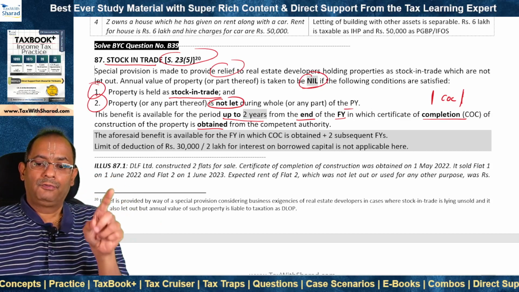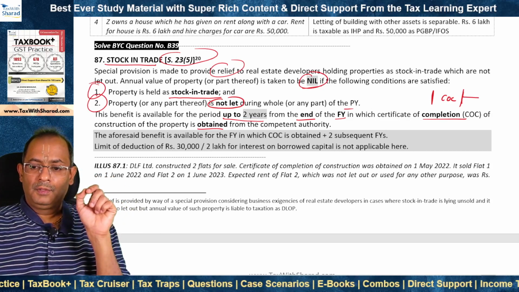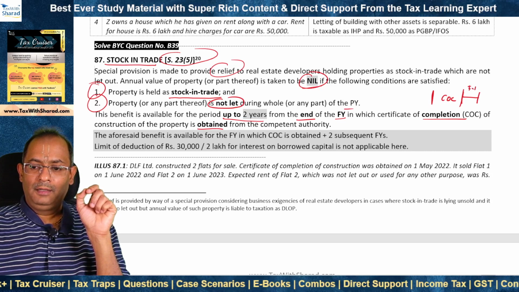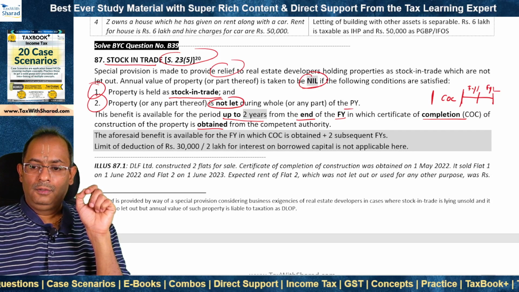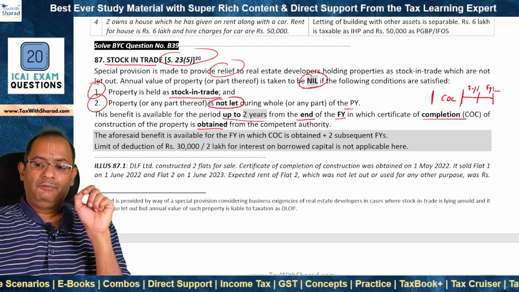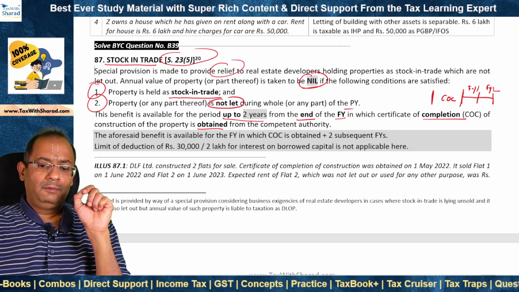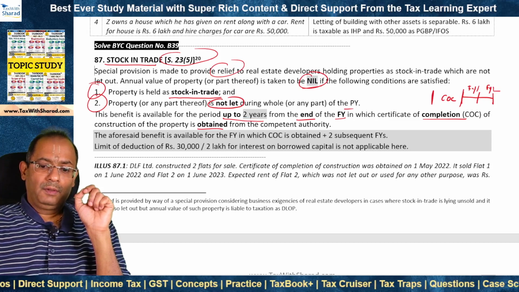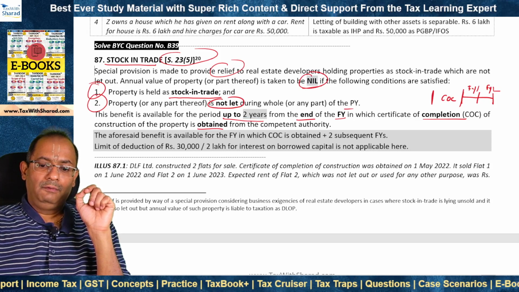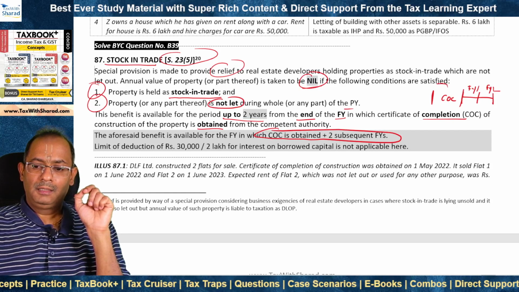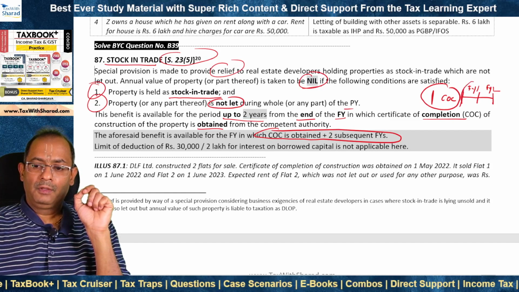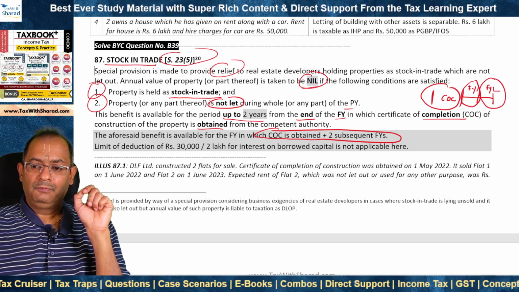Up to 2 years from the end of the financial year. So this is financial year 1 and this is financial year 2. So the benefit will be available for what period? For the financial year in which COC is obtained plus 2 subsequent financial years. That means for this financial year, for this financial year, and for this financial year.